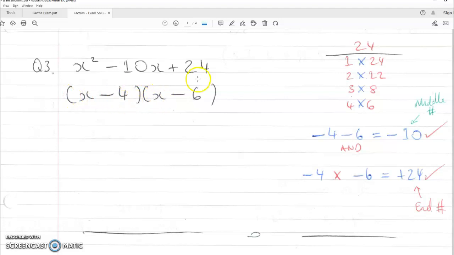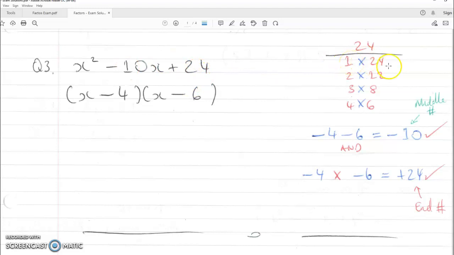Then, to decide what goes in here, you look at the end number and you get the factor pairs of the end number, which in this case is 1 by 24, 2 by 12, 3 by 8 and 4 by 6. And quite a lot of factor pairs. So you say to yourself, right, identify the middle number, which is minus 10, and the end number, which is 24, ignoring the x there. So the minus 10 in the middle, we want our factor pairs to add or subtract to give us this minus 10 and multiply to give us 24.